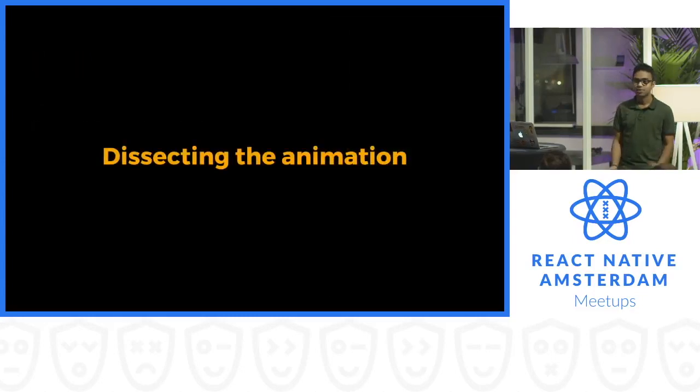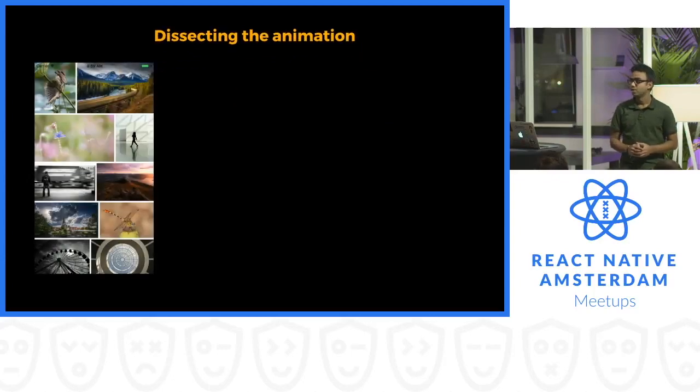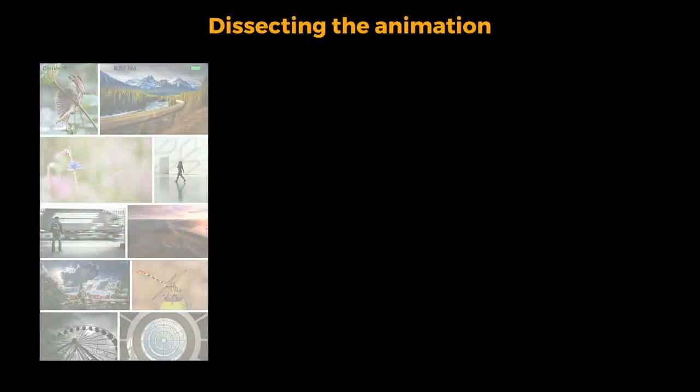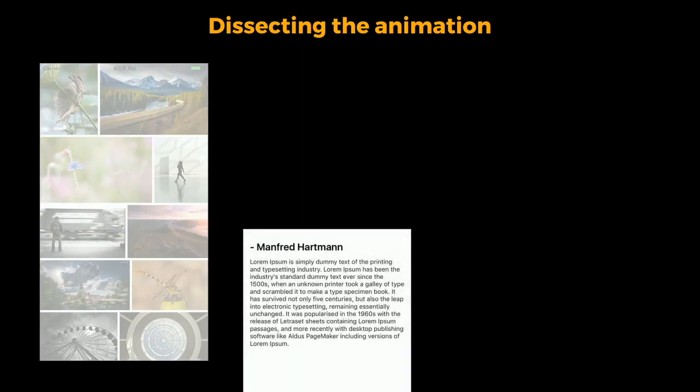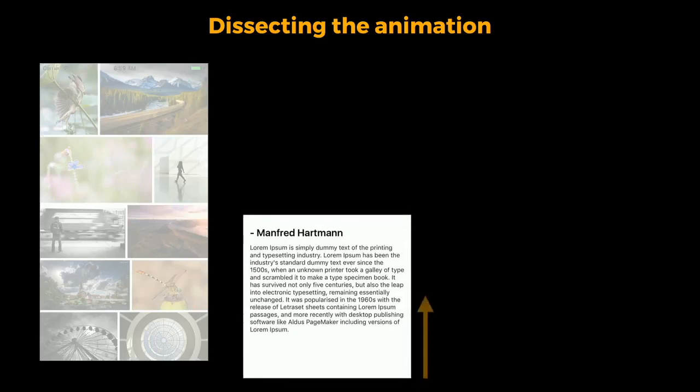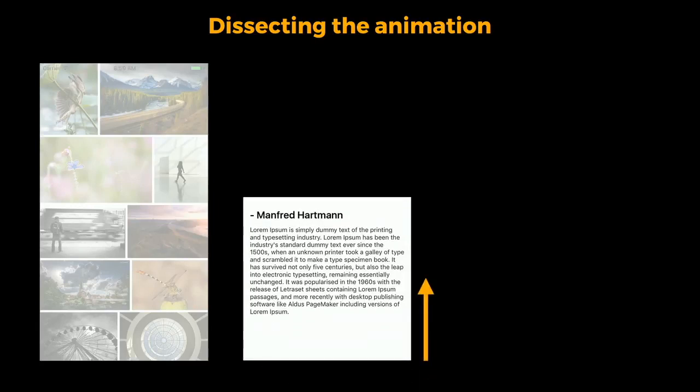Okay, so now you've seen what we are trying to build. Let's dissect the animation. Let's break it into multiple parts and see how it performs. The first screen, the grid screen, fades out, which is the exit transition. And in the new screen we have the detail section, which fades in from the bottom. That's the entry transition.